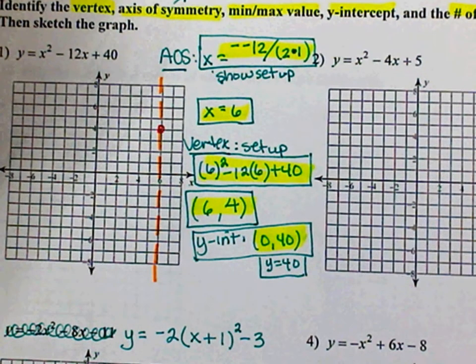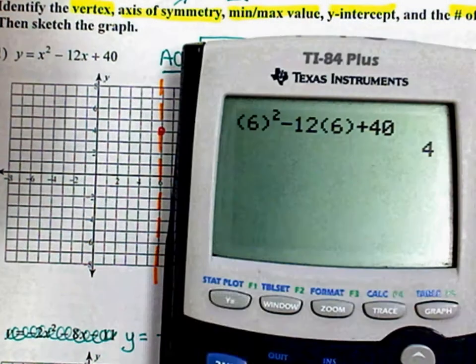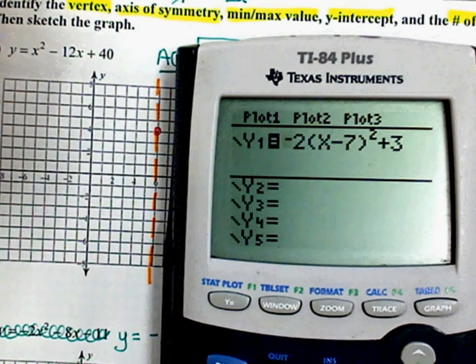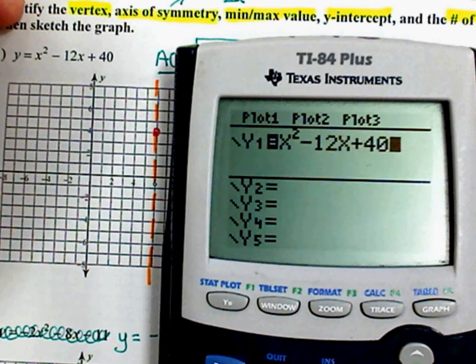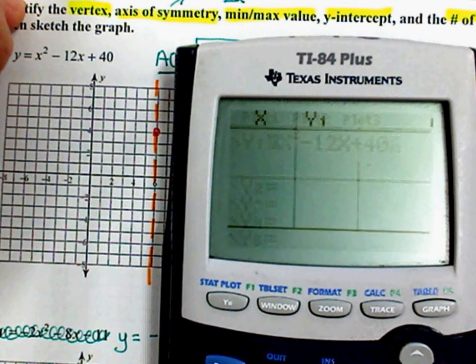What am I going to do to go get all the other points? Put something in the calculator. Plug in the calculator. Go to y equal. Type in the equation. X squared minus 12x plus 40. Just like that. Okay? What do I push to go get all my other points? Second table, second graph. Right?